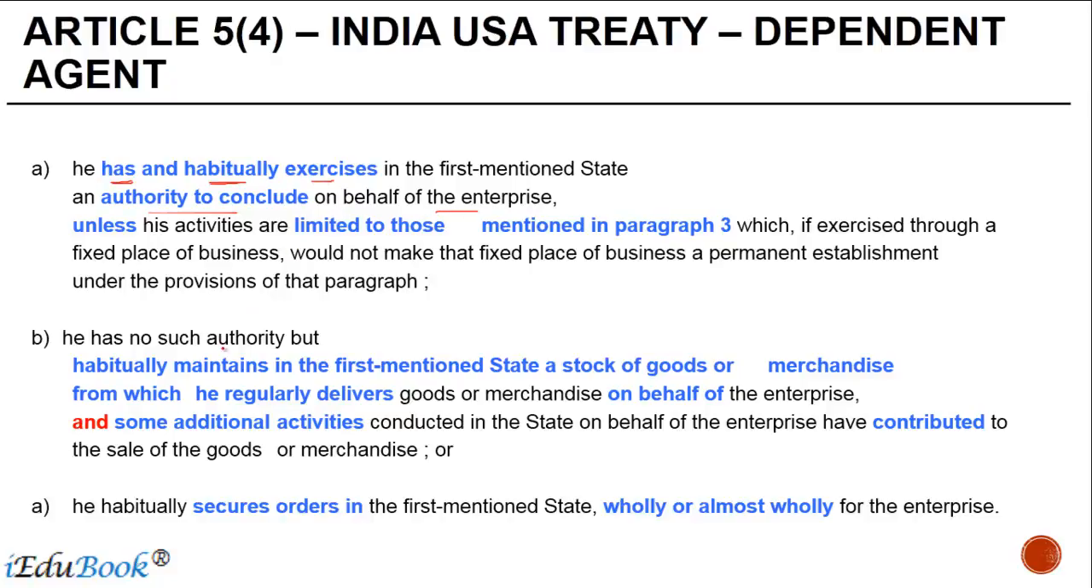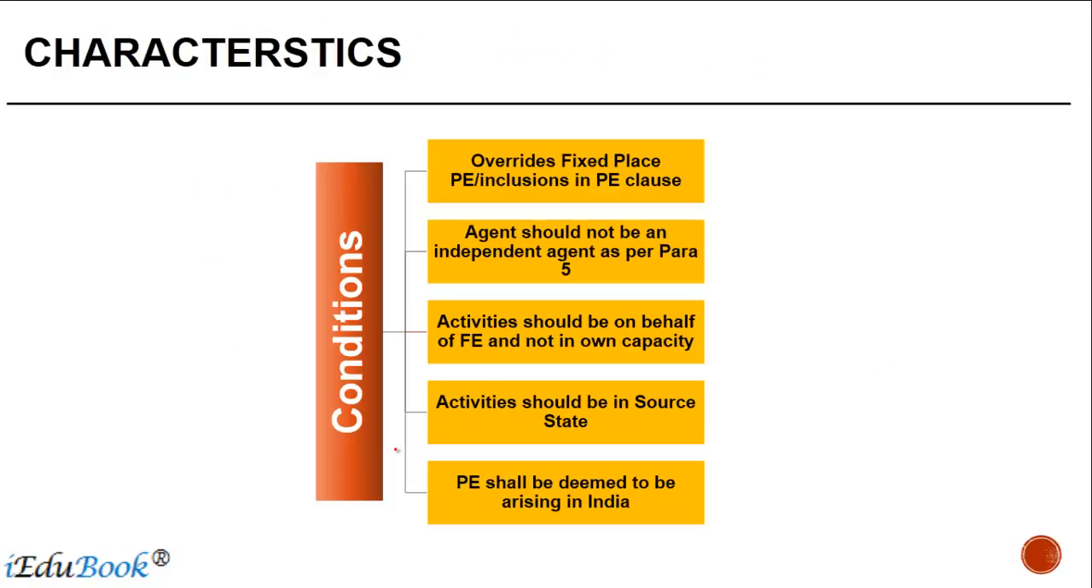He has no such authority but habitually maintains in the first mentioned state a stock of goods or merchandise, he habitually secures orders in the first mentioned state. We will look at these three independently in detail, but first let's see what are the characteristics of the first few lines that we saw.